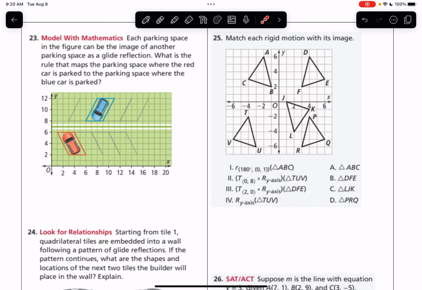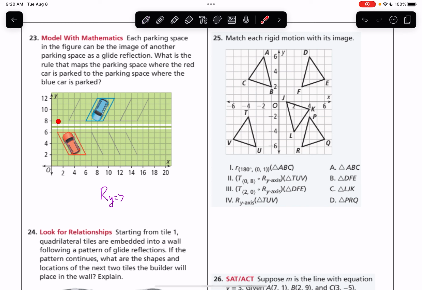So maybe I'll reflect it first. And of course, I'm looking to see what this reflection line is. This reflection line is y equals 7. So I will reflect it across the line y equals 7. And that puts it up here.